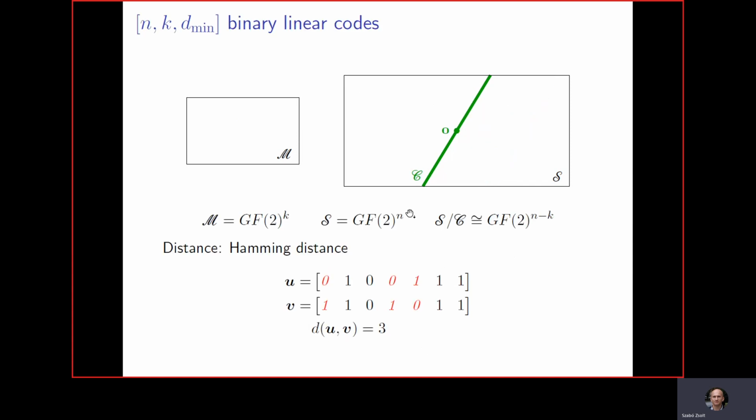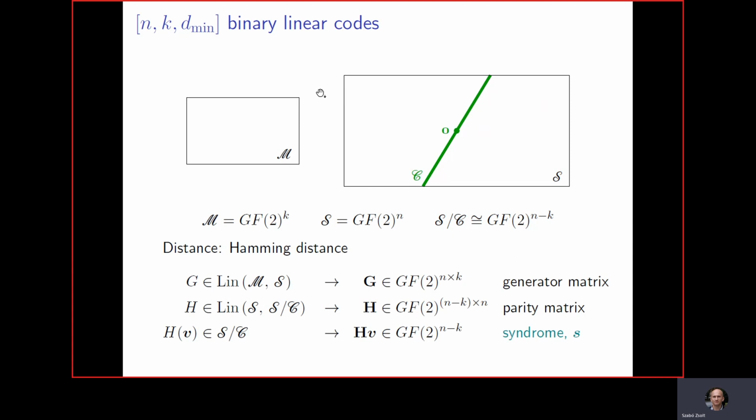I will show how this is done for binary linear codes. Now the message space M and the signal space S is some power of GF2. Let this power be K and N. Then the vector space of error cosets is isomorphic to GF2 to the n minus k. The distance is the Hamming distance, which is the number of positions where the two binary sequences differ. The parameters of a binary linear code are the number of bits in code words, n, the number of encoded bits, k, and the code distance.